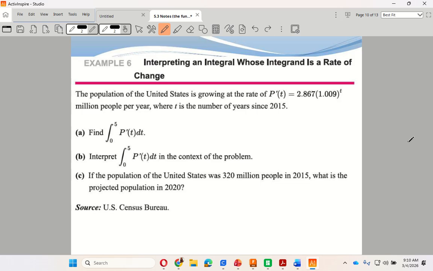All right. So this right here, interpreting an integral whose integrand is a rate of change. This is important. Es muy importante.